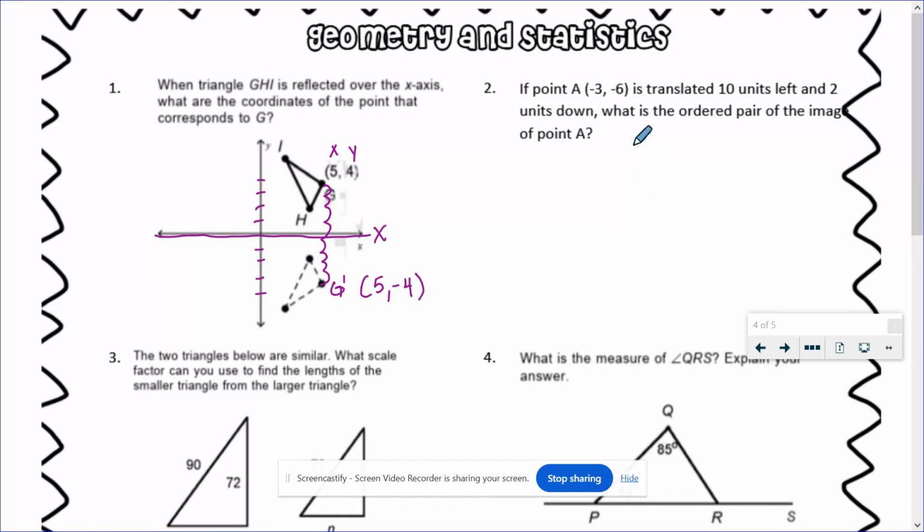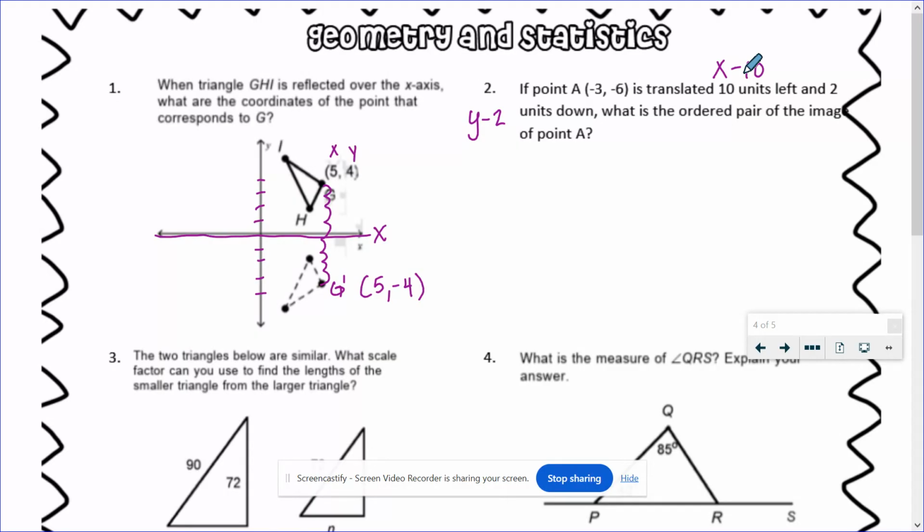If point A, which is -3, -6, is translated 10 units left, so left and right means that it's happening to the x-axis, since the x-axis goes left and right. So that means that the x value is being decreased by 10. And 2 units down represents the y-axis, so I know that the y coordinate is being reduced by 2.